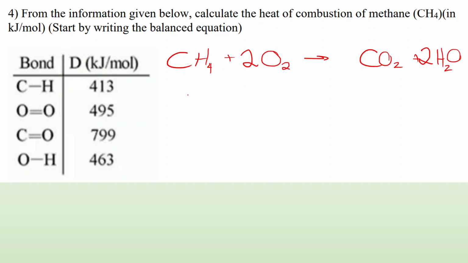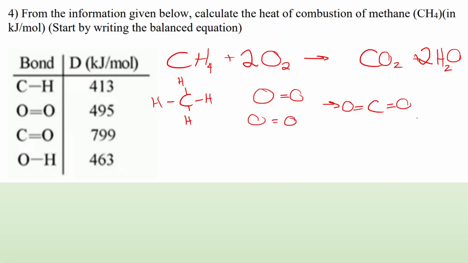And now I might want to draw out the structure so that I can see what kind of bonds I have going on. So CH4, there's 4 carbon-hydrogen bonds. In O2, there's a double bond, and there's 2 oxygen molecules, so there we go. I make a CO2, so C double bond O, and 2 H2Os, so H bonded to O. So now I can see all the bonds that I got going on.